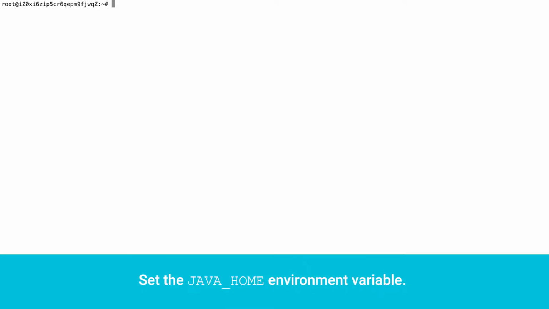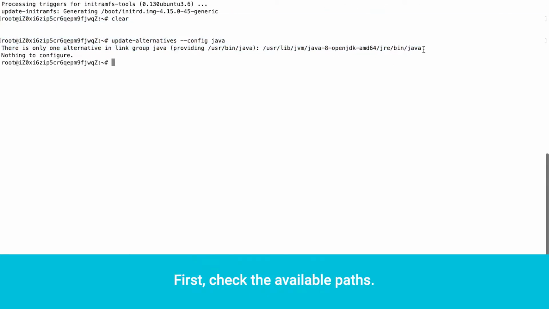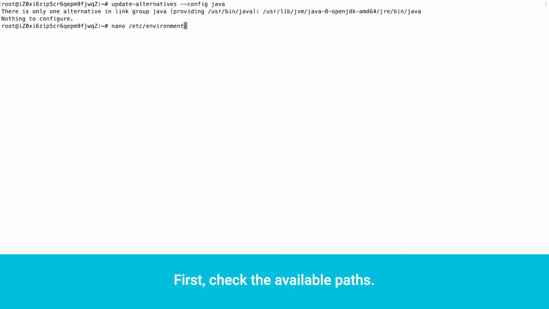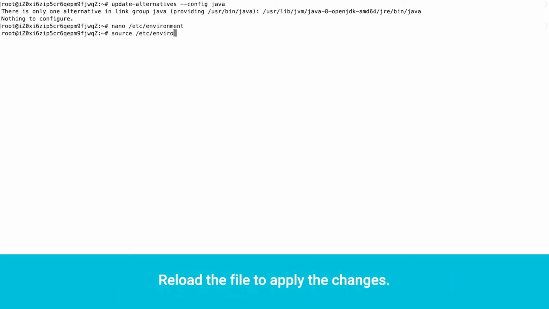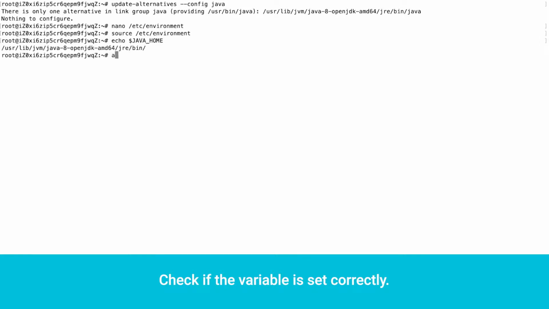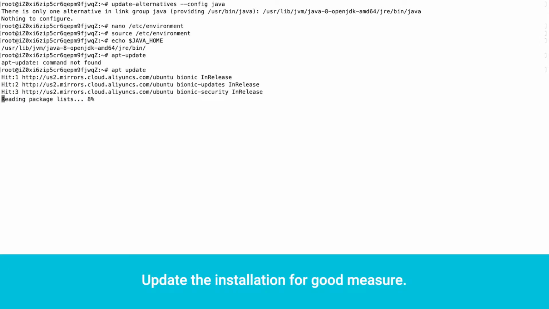Set the Java Home Environment variable. First, check the available paths. Next, open the environment file and add the path variable. Reload the file to apply the changes. Check if the variable is set correctly. Update the installation for good measure.